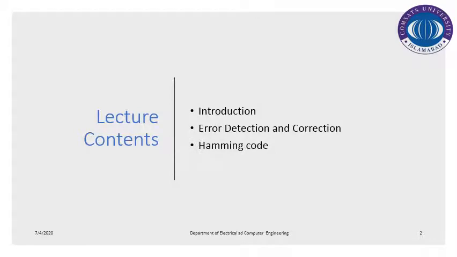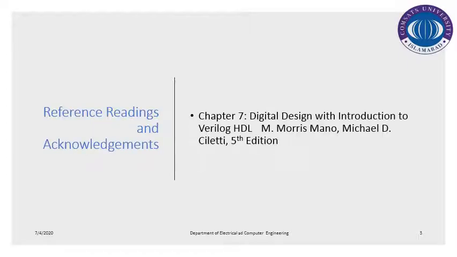Basically, we will have the introduction to today's session with the revision of what we have learned in the previous session. Then we will be discussing error detection and correction: what we mean by error detection in data bits and how we are going to correct the data. Then we will study the Hamming code, how the Hamming code is generated and what the application of Hamming code is. As far as the readings are concerned, we are at chapter number 7 of the book Digital Design with an Introduction to Verilog HDL.